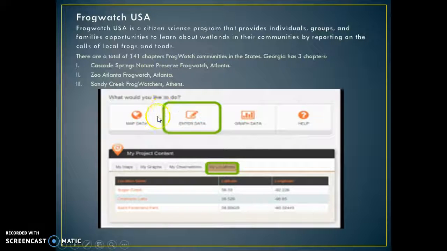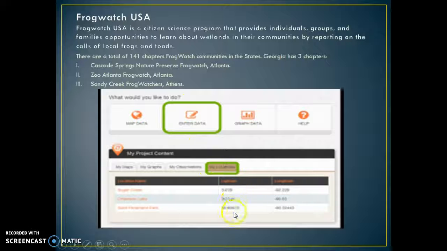Then you can come to the site. When you go to the site, it's Frogwatch USA. We have very many chapters. Here we have one at Sandy Creek Frog Watchers. You can register to be a partner and collect information in Athens, so the community can get involved. You come to the site, you can collect your data. This is where you put it. You just sign in and put in the data. You need to be a member for this one.